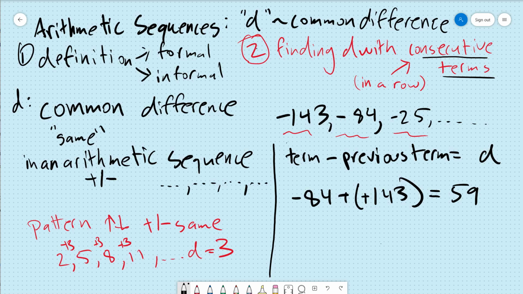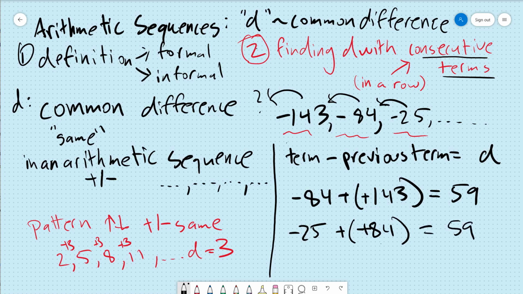I can't take 143 and subtract the one before that because I don't know that. This is already the first term, so I would have to at least start with the second one and look at the first term. Or I could take the third term and look at the second term. So I could do negative 25 and subtract negative 84 just to make sure it's arithmetic, to make sure it's going up by the same or down by the same amount every time. And indeed, it is. So if I want a foolproof way to always find it, it's going to be taking a term and subtracting the previous term. That's always going to give me the common difference.